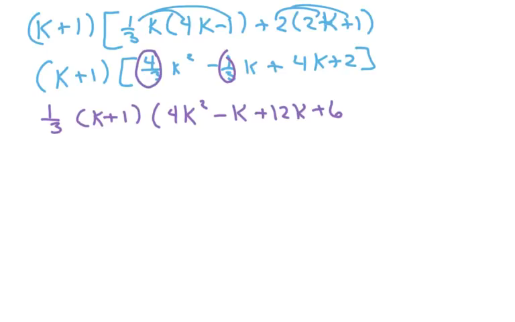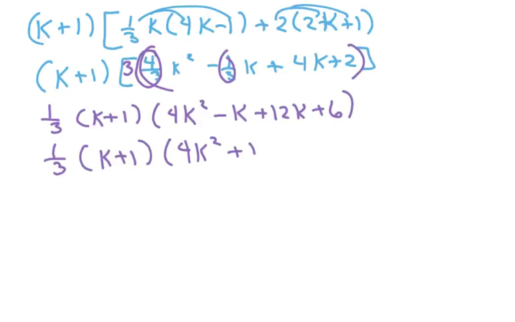So basically I multiplied everything through by 3. Do you see what I did? If you multiply this whole thing by 3, then you can pull out the 1/3. And that's what I did. So I took that whole thing and multiplied by 3. Now, simplifying, we get k plus 1 times 4k squared plus 11k plus 6.